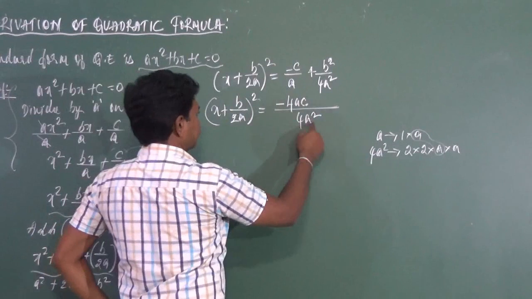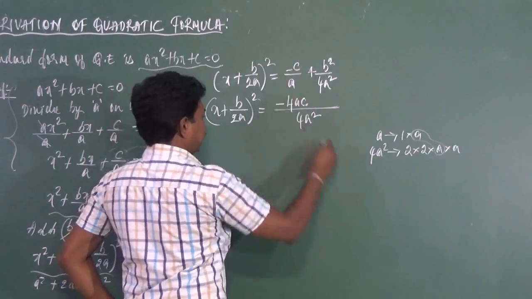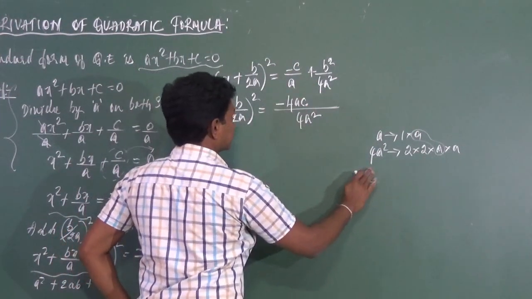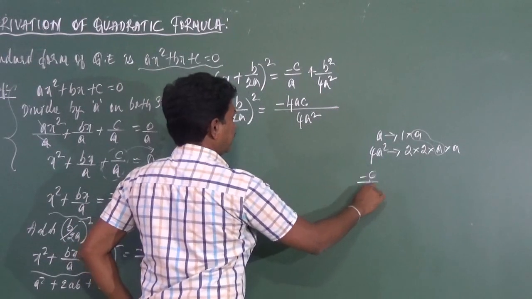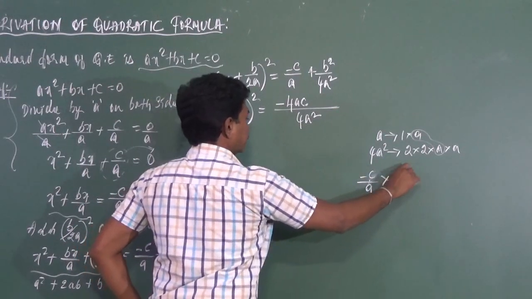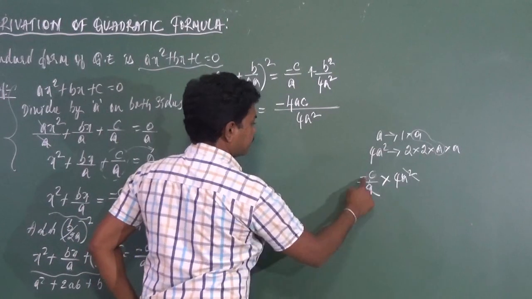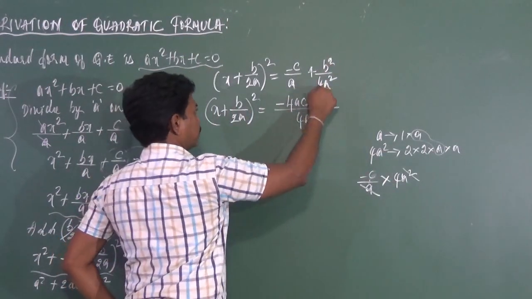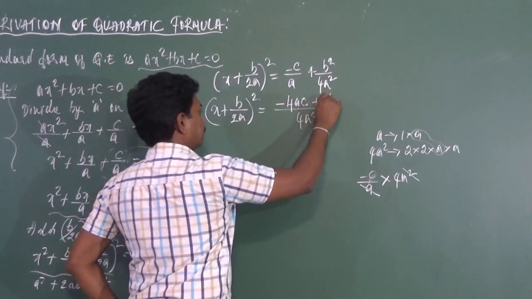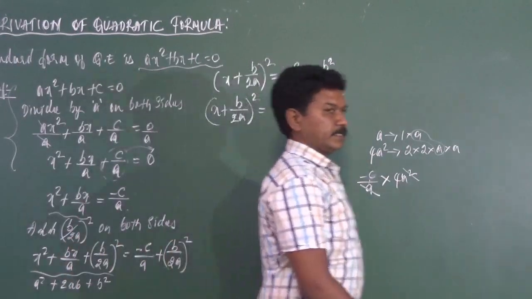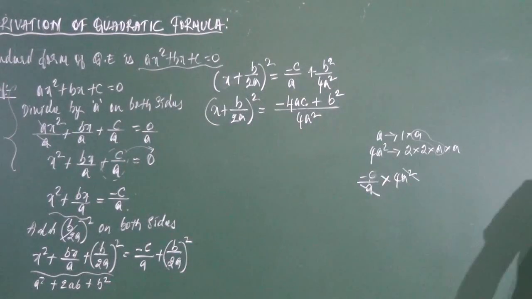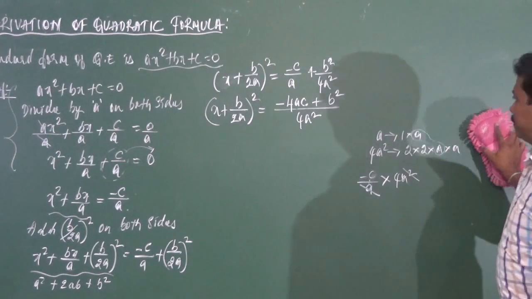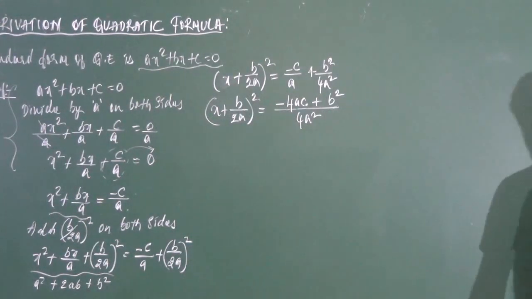So minus 4ac by 4a square. So minus c by a, you can take it like this, minus c by a into 4a square. So a and square cancels. Minus c into 4a is minus 4ac plus b square by 4a square into 4a square is b square. Right. Am I going fast? No. Okay. It's a matter of time, that's why.